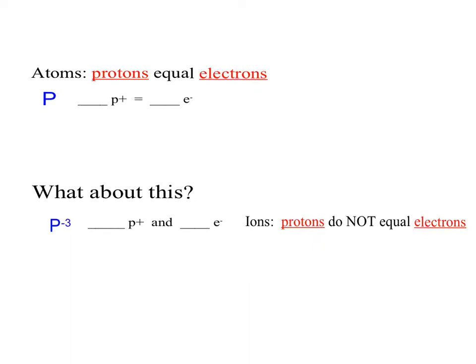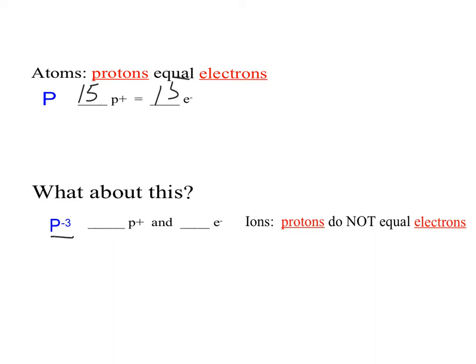So we've been talking a little bit about how, when we say atom, we can assume that all my protons are equal to my electrons. In other words, I have a neutral element. So for phosphorus, if I have 15 protons, I have 15 electrons. But what if I have something that looks a little bit like this? P with a -3 charge up in the superscript. That tells me that I'm no longer dealing with a neutral atom. I'm now dealing with an ion, something whose protons do not equal the number of electrons.